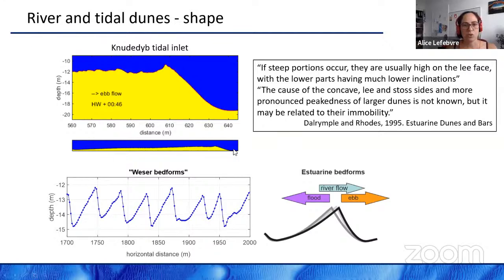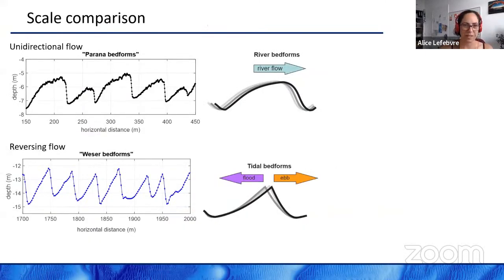And again, here, that's just to show you without the vertical exaggeration that it is not as super steep as we make you believe. So yeah, I think it makes sense that in unidirectional flow, we have those flat bedforms, whereas in the reversing flow, we have those pointy bedforms.